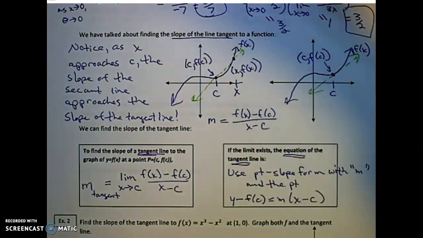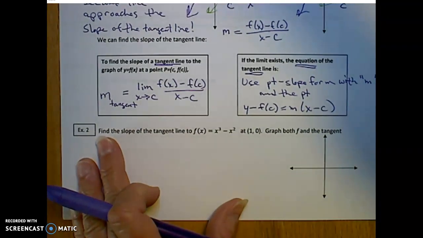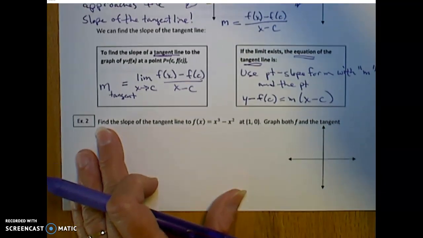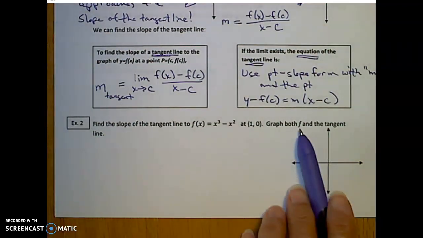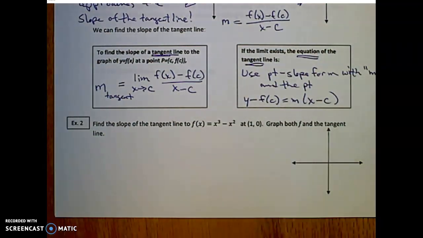Alright, let's try it just so we have a sense of what we're finding here. Find the slope of the tangent line for this function at the ordered pair 1, 0. And we're going to graph f, the function, and the tangent line. Alright?